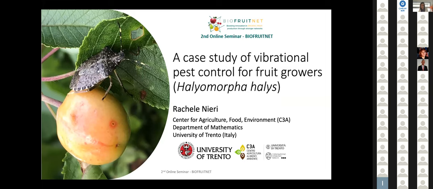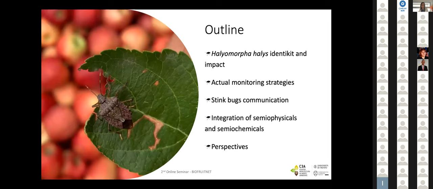So, welcome everybody. I will follow on what Valerio already introduced. So new technologies and how we can use vibration to control pests in fruit production. And in this case, I will talk about Halyomorpha halys in particular, which is a species that has been studied for several years now by Valerio Mazzoni and his group at the Fondazione Mach and the University of Trento.